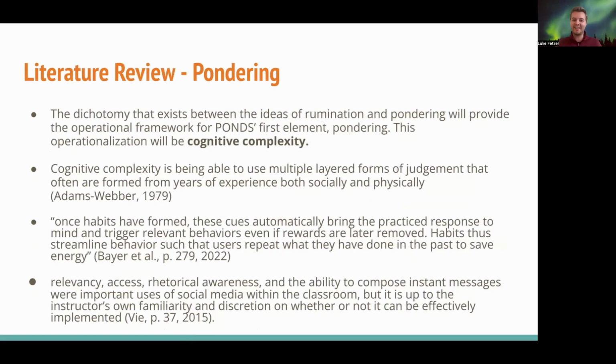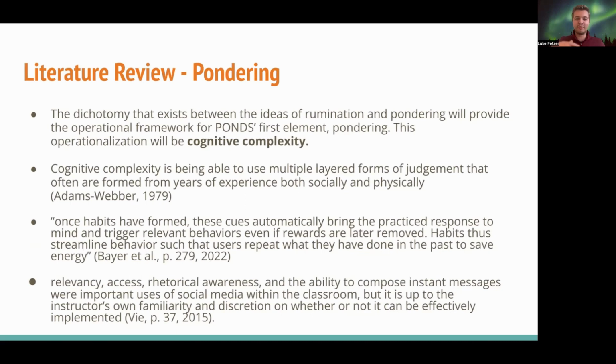This dichotomy between rumination and pondering will provide the operational framework for Pond's first element, pondering. This operationalization will be cognitive complexity. So you look at these two things, rumination and pondering. Rumination is often an introspective look. It often has to deal with depressive thoughts, and you're looking at an introspective reflection of yourself, your emotions, why you are feeling this way. Pondering is more of an external look. You're looking to the external world and trying to gather knowledge about what to do, what to think, and how to act going forward.